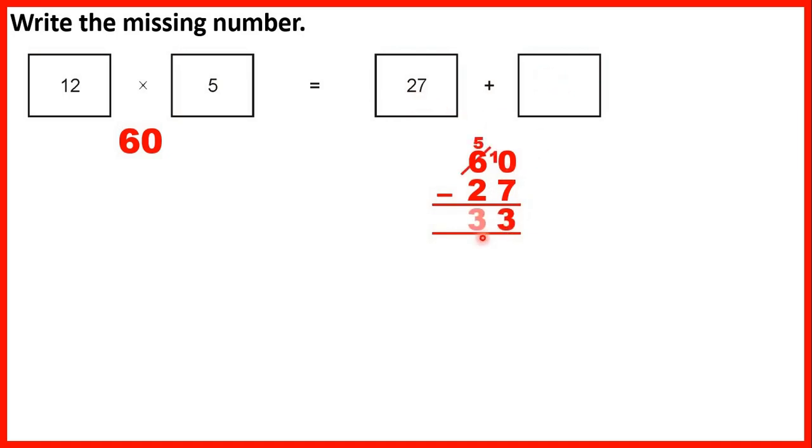60 minus 27 is 33. So that means that 33 plus 27 is 60. So we have 60 on both sides of the equal sign. So that means our missing number is 33.